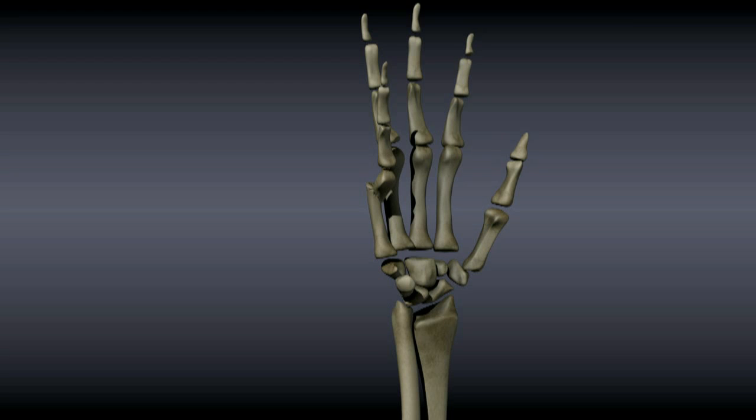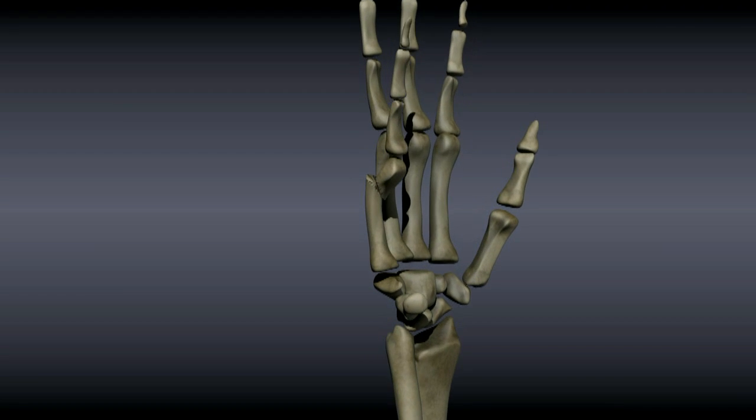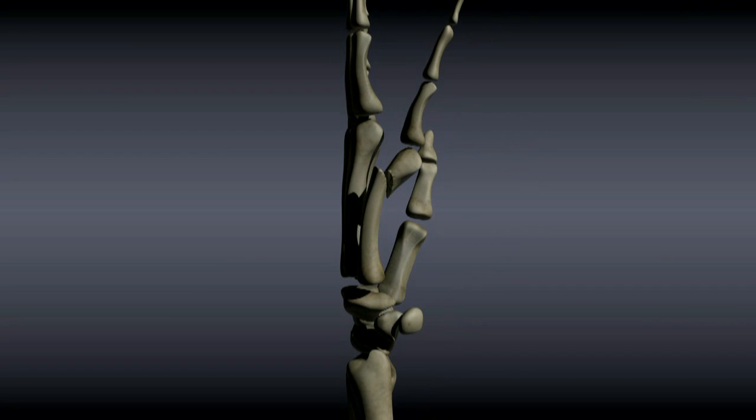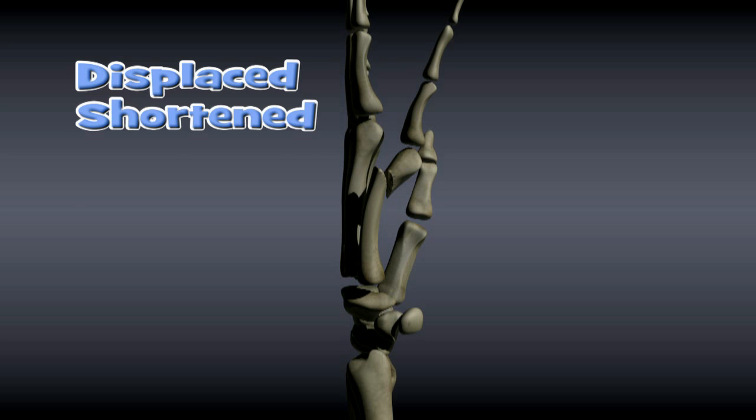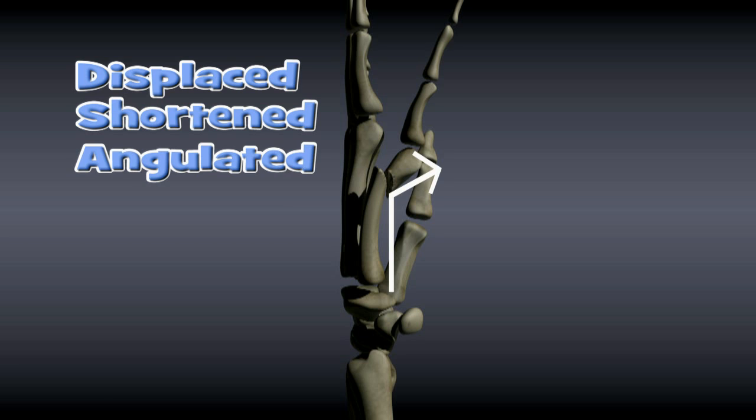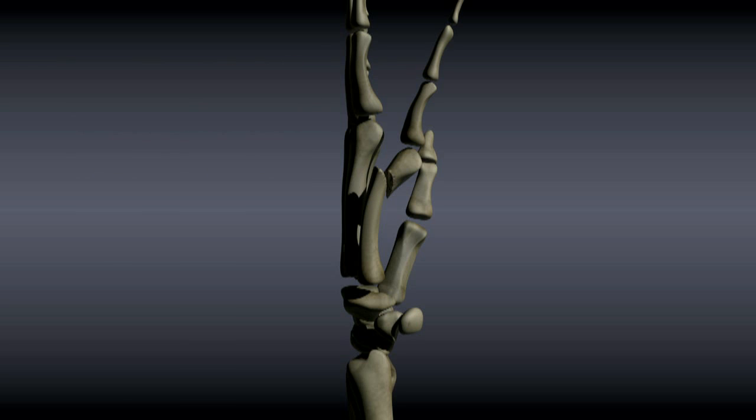The fifth metacarpal of this hand has been broken. This is a typical boxer's fracture. The fracture is displaced, shortened, and angulated, and so it must be reduced or set. This means that the bone fragments need to be pushed and pulled back into alignment.